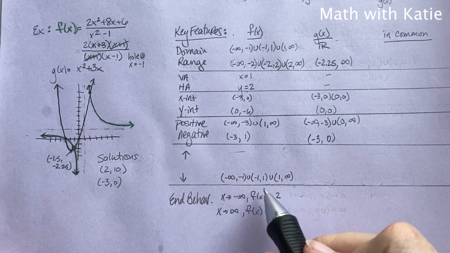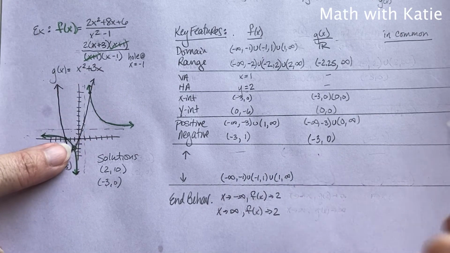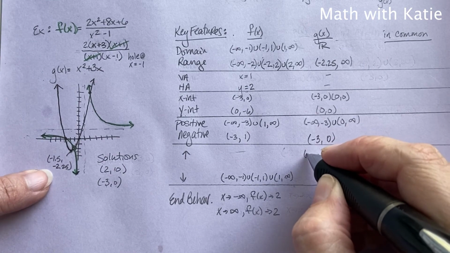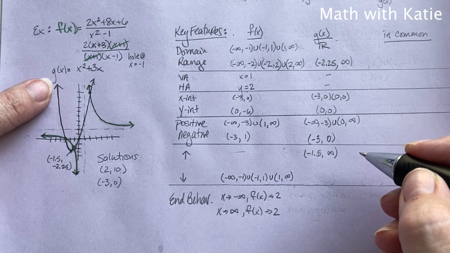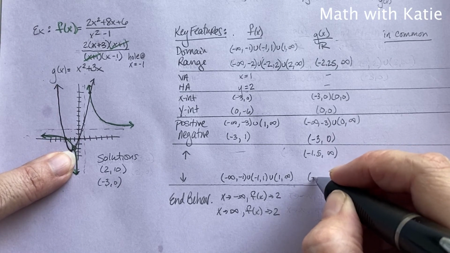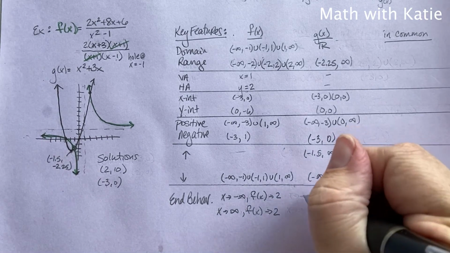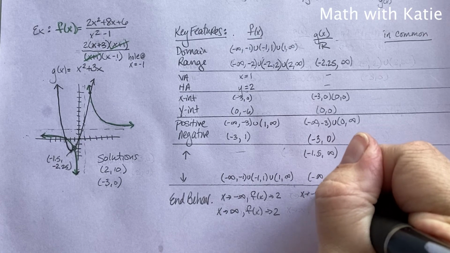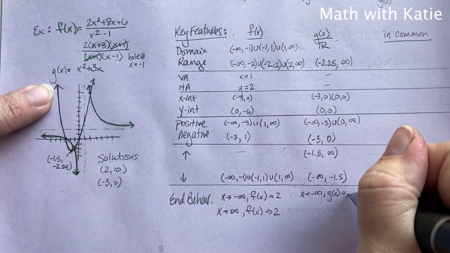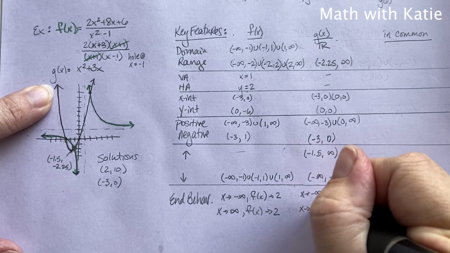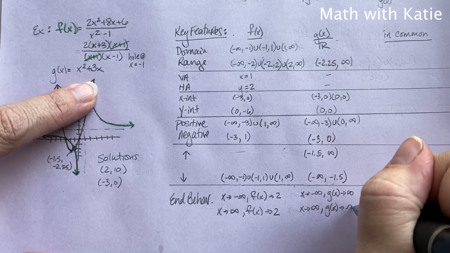All right, so it is increasing from our vertex to the right. So that would be negative 1.5 to positive infinity. And it's decreasing from negative infinity to our vertex, so negative infinity to negative 1.5. In behavior, as x goes to positive infinity, g of x goes to positive infinity.